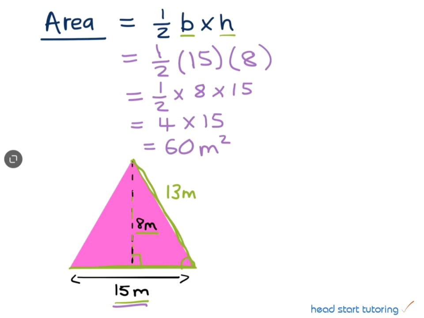And the reason we've got our squared measurements is because we were saying our height and our base multiplied together, which has meters to the power of 1 and meters to the power of 1, and if we say meters to the power of 1 times meters to the power of 1, we end up with meters squared. So the area of this triangle that has a height of 8 meters and a base of 15 meters will give us an answer of 60 meters squared.